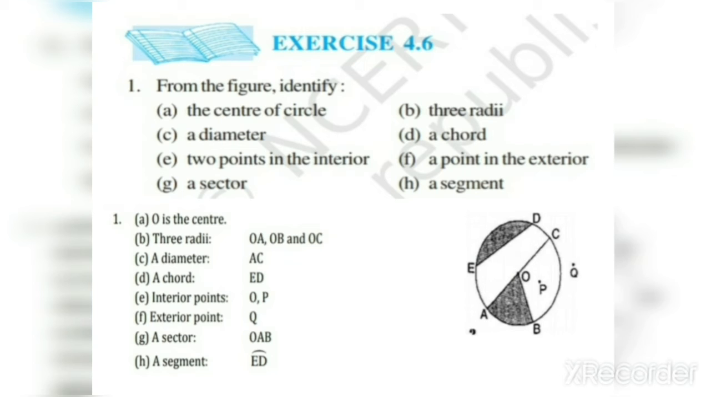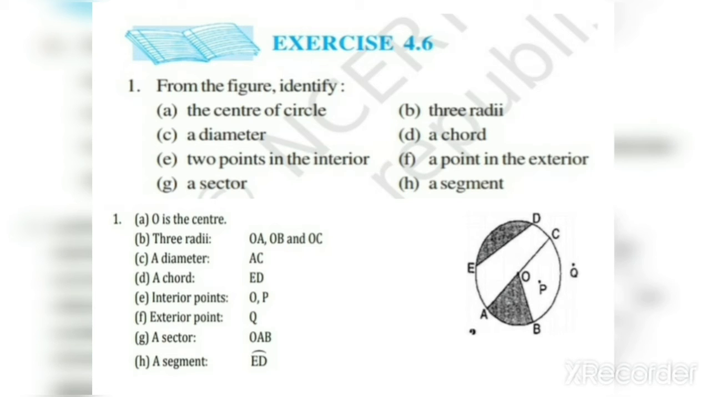D is a chord. Here we have one chord ED. Chord ED. Now tell me the points in its interior. In interior the points are O and P. In exterior, only one point is there, that is Q.